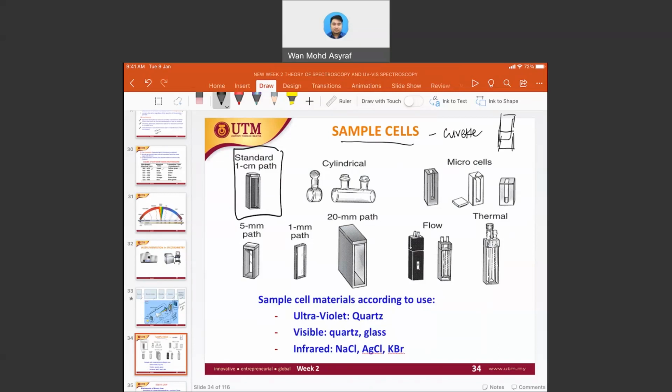Okay. So 1 centimeter path. If you want to have a 5 millimeter path, we do have 5 millimeter path, 1 millimeter path also, and even we'll have 20 millimeter path. Okay. So all of these sample cells, the material that made the sample cells, for example, for ultraviolet visible, usually the sample cells are going to be made by quartz. For visible, it is quartz or glass, but for infrared, usually it is sodium chloride or potassium bromide.